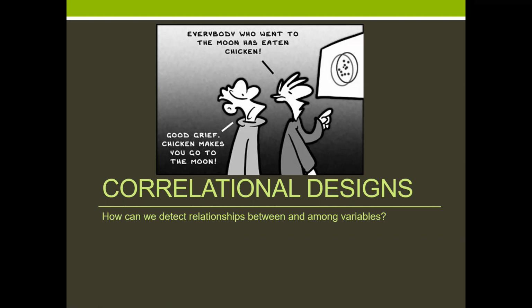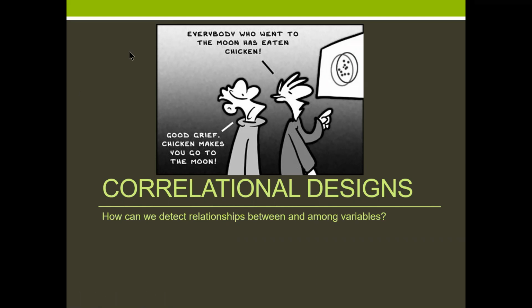Hello, everybody. This is our second topic in our chapter 2 relating to research. We talked about descriptive methods already, so now we're moving into correlational designs. In correlational designs, we're looking at relationships between and among variables.